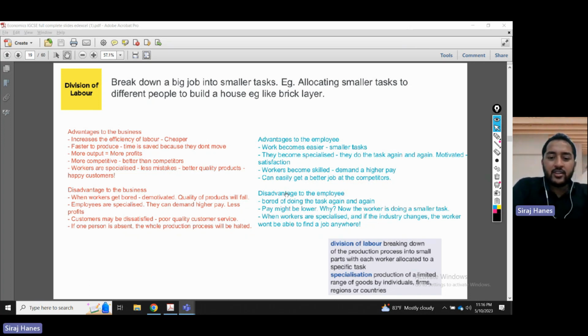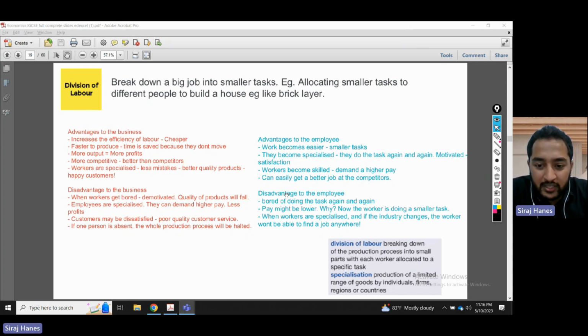What about the employee though? Does the employee benefit? Yes, the work becomes smaller tasks. They become specialized, they become motivated. Oh, I'm satisfied now because now I'm a specialized teacher. Workers become skilled, they can demand a higher pay. You can easily get a better job from a competitor. I can go over to a competitor and ask, can you give me a job? Give me a higher pay.